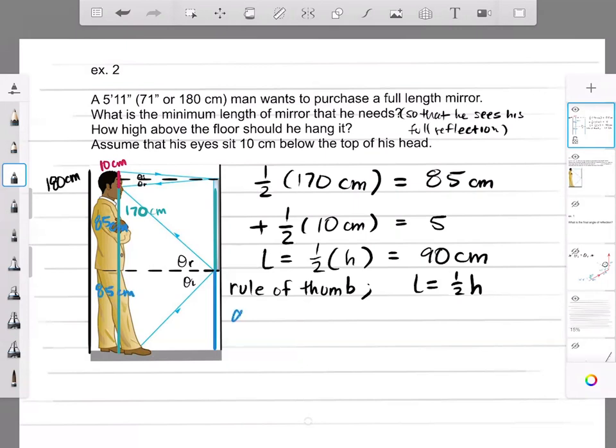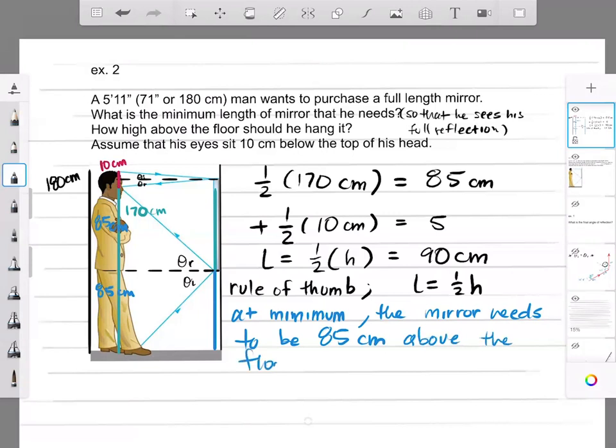So at minimum, the mirror needs to be 85 centimeters above the floor. So if this guy buys a 90 centimeter high mirror and hangs it up 85 centimeters above the ground, he could stand pretty much anywhere in front of it and be able to see his full body. And we were able to prove that using the law of reflection.